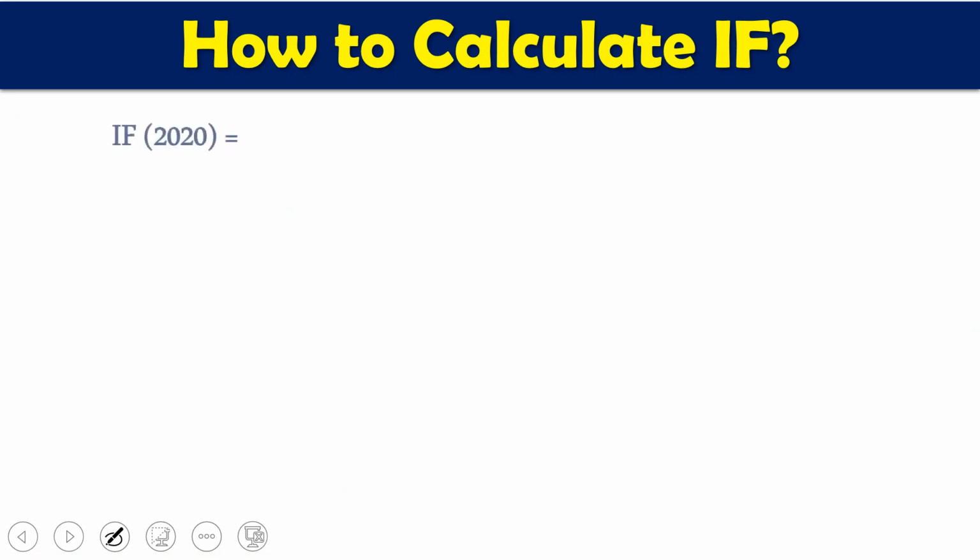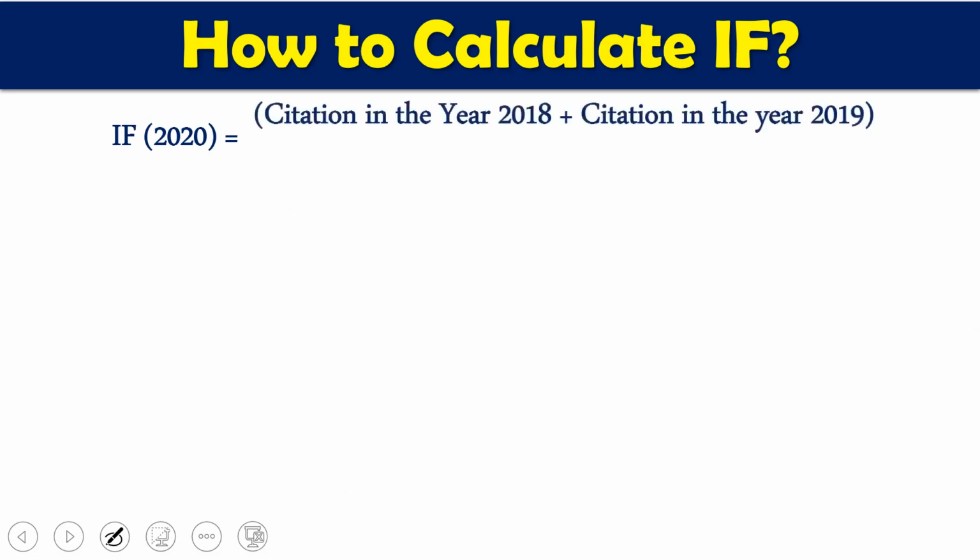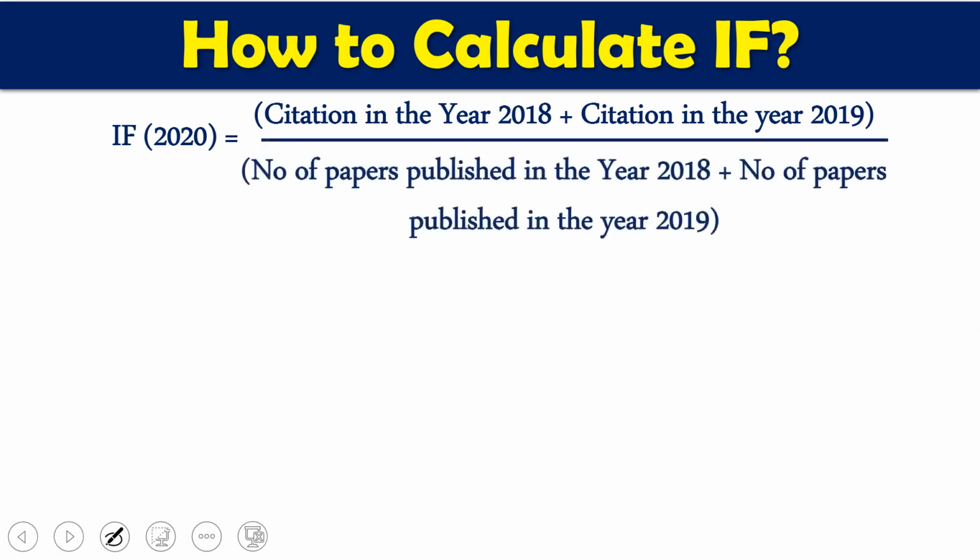So the formula, if you say it, for example, I'm going to calculate the impact factor for any journal in 2020. What we are going to take is the citations of all the citable articles published in that particular journal in the previous 2 years. So the citations in the year 2018 and the citations in the year 2019 will be divided by the number of papers published in 2018 and the number of papers published in 2019. So that will give me the impact factor for 2020.